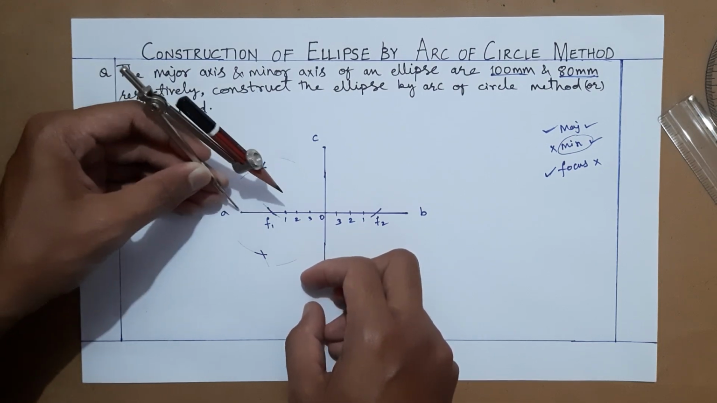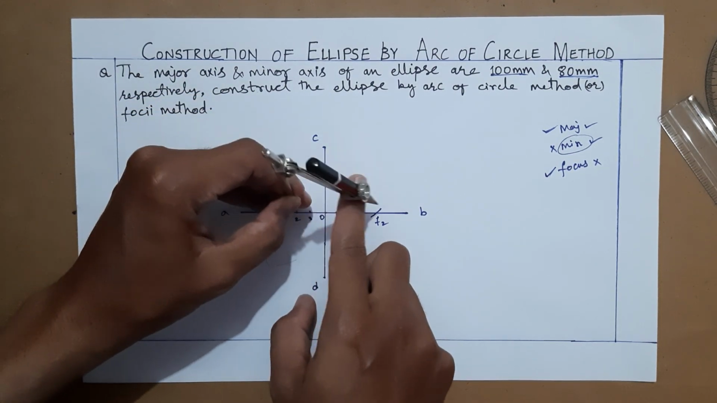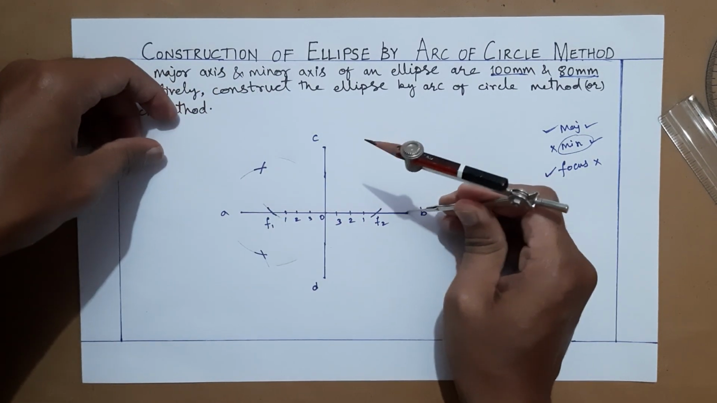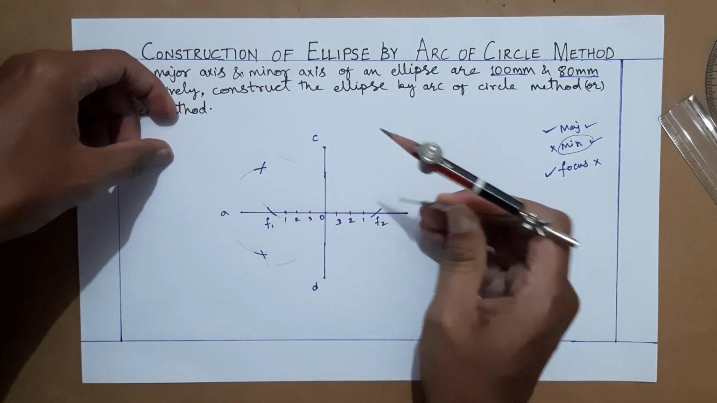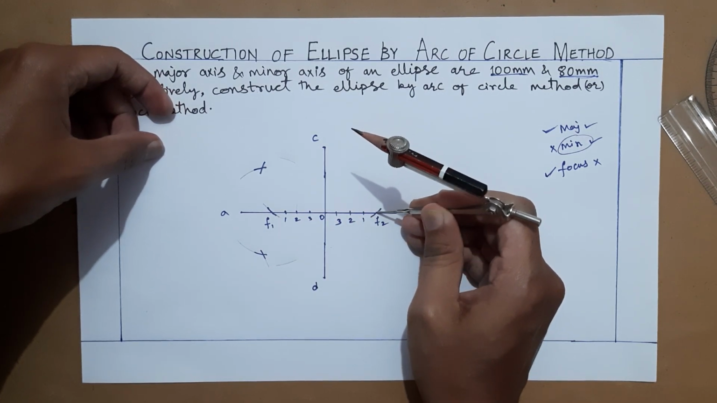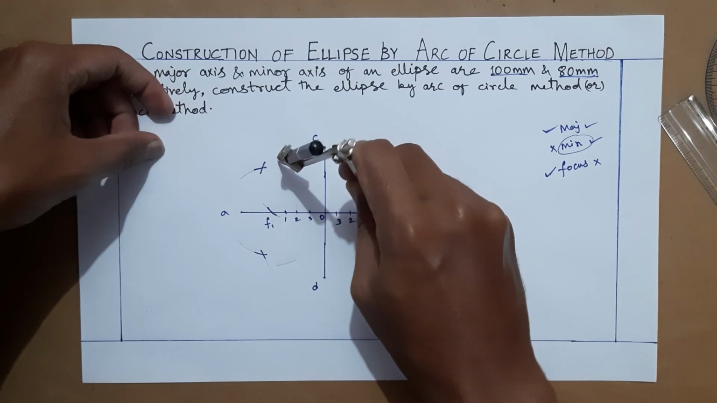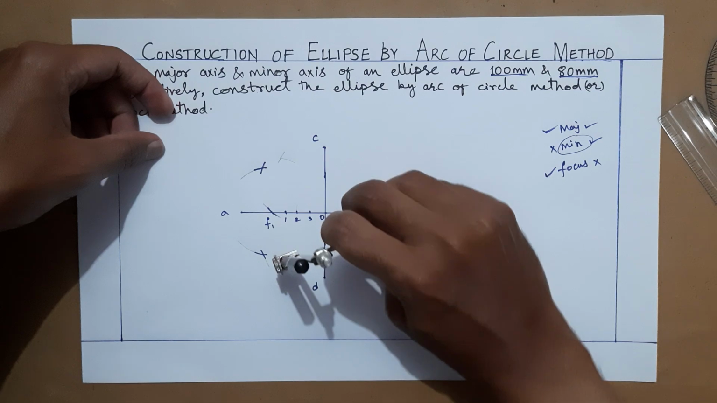After that, same point number 2 as center, set a radius up to point B, or say B as center, point B to 2 as this distance, you have to take it as a radius. F2 as center, cut the previously generated arc, one arc here, another arc here.